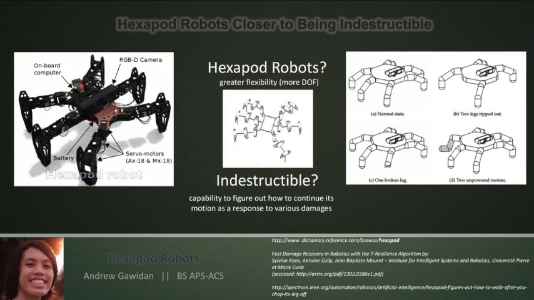Indestructible here refers to the capability of the robot to figure out how to continue its motion as a response to various damages it may encounter. In movies which have giant robots trying to kill you, chopping off a leg or two will never be enough, as they will find a way to carry on and kill you. This is the start of that kind of technology. So, how is this achieved?